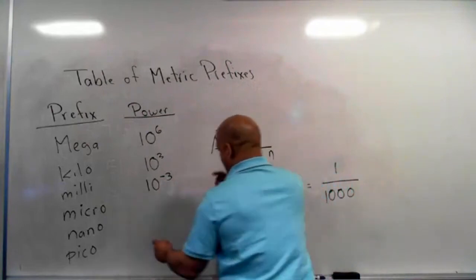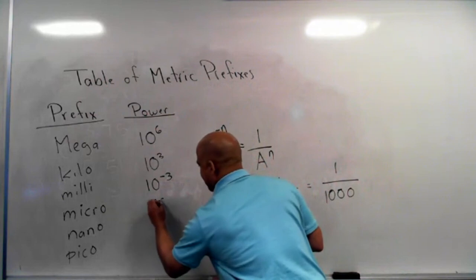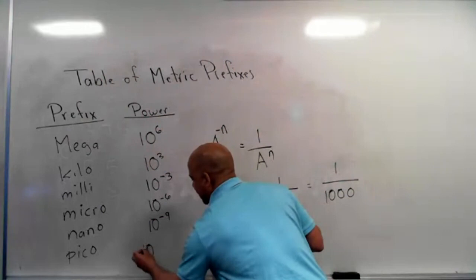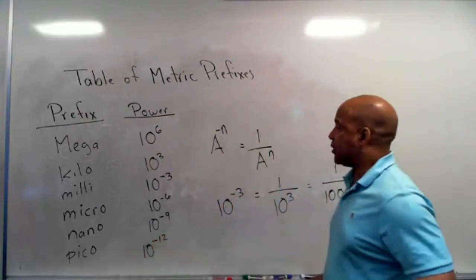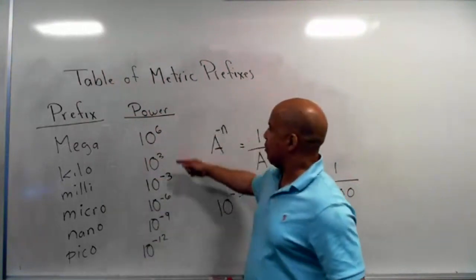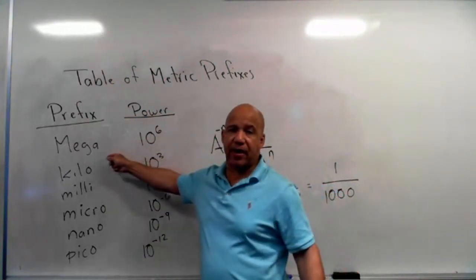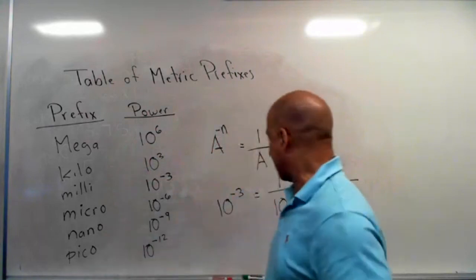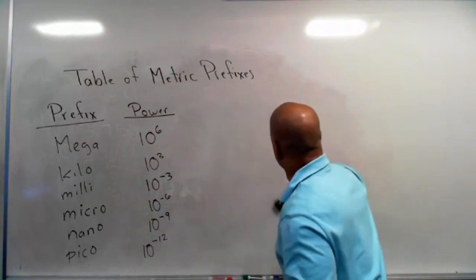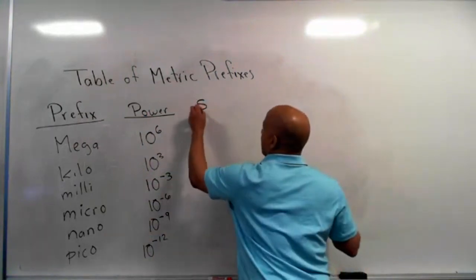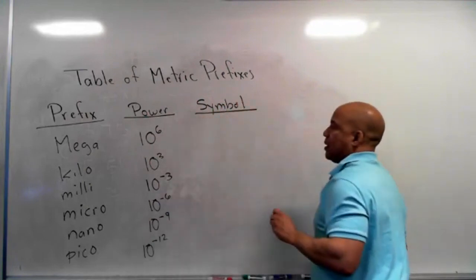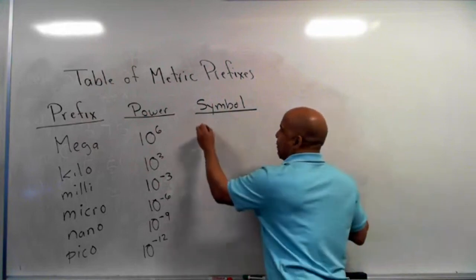But anyway, micro is 10 to the minus 6. Nano is 10 to the minus 9. And the last one, pico, is 10 to the minus 12. So in the table, you got to be able to recall the prefix and tell me which power of 10 is associated with each prefix. And then the last thing, I got about 2 minutes, the last thing is the symbol. Associated with each power of 10 is a symbol. The symbol for mega is a capital M.